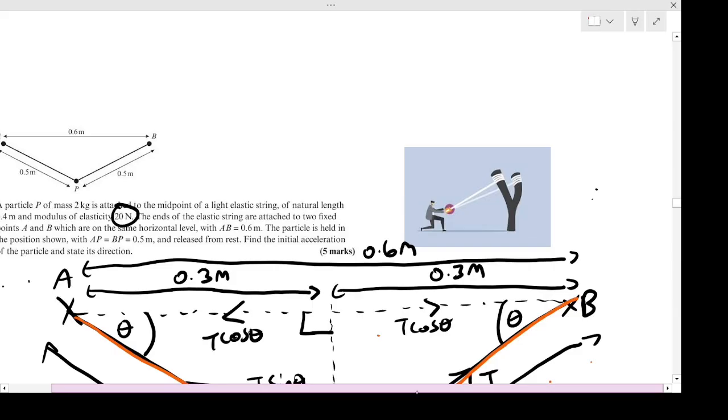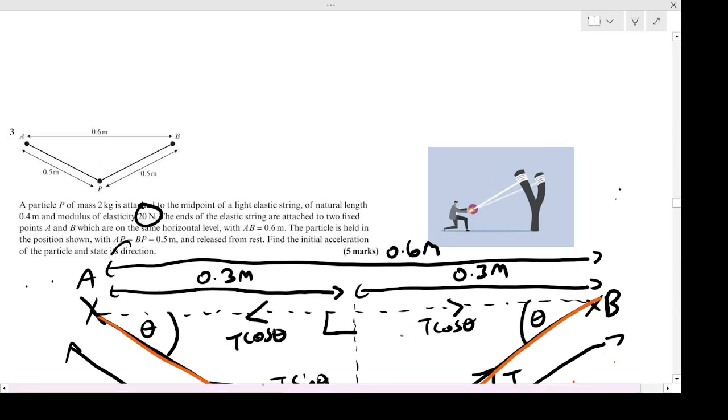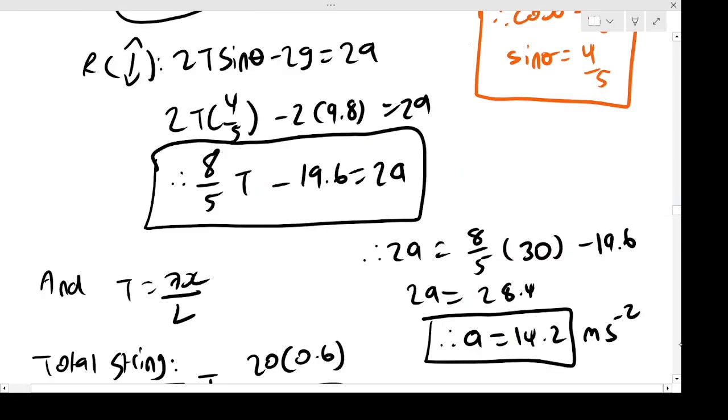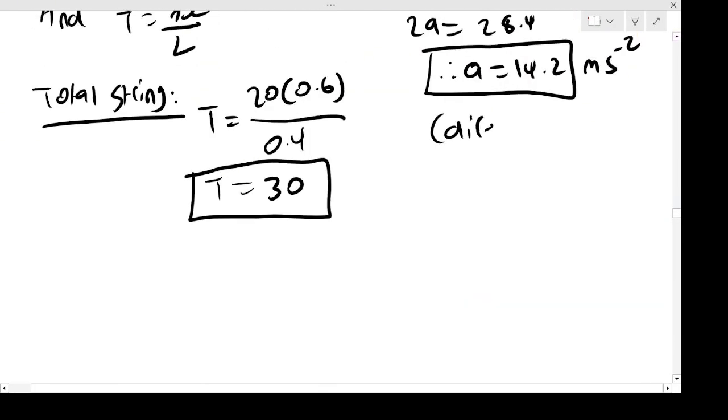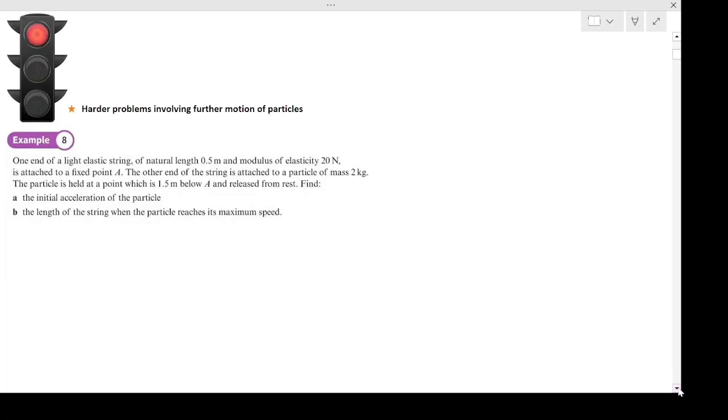And so it says state the direction. Well, the direction's upwards. So the direction of the particle is upwards. And there we are. Okay, so we're going to be looking at a few more problems.